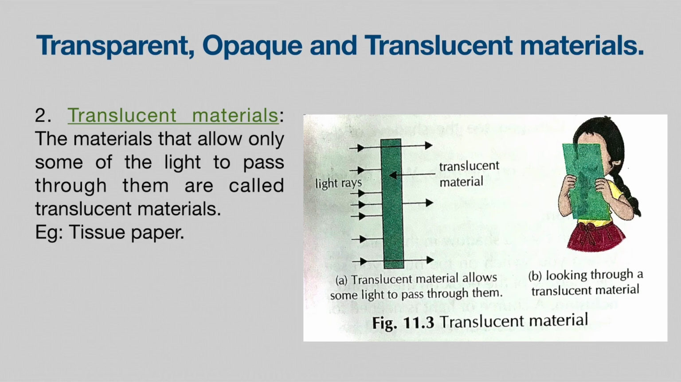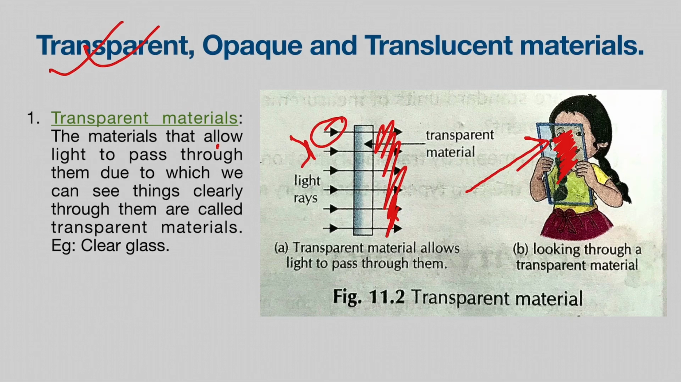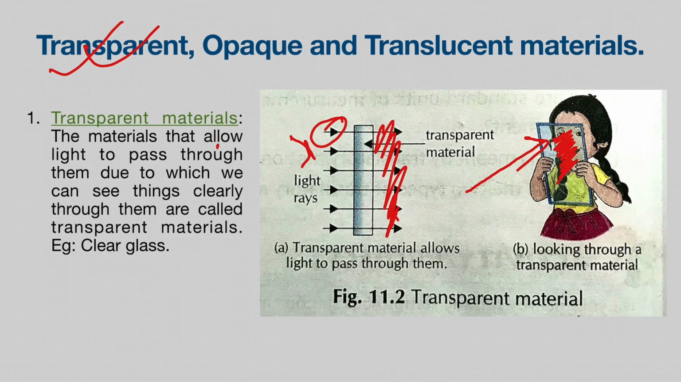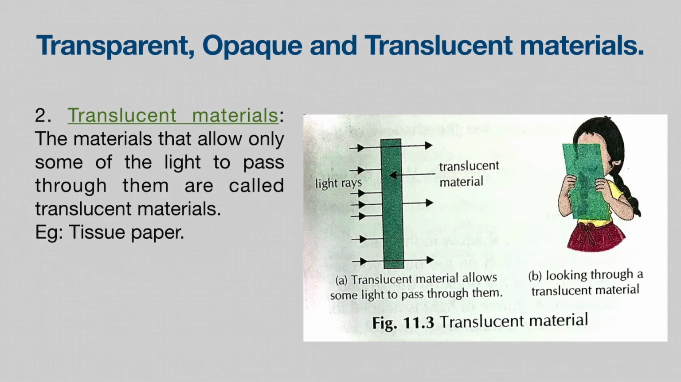If you contrast it with the earlier point, that is transparent material, you can draw the conclusion that in transparent material, light passes through very easily, but in case of translucent material, only a few rays pass through.